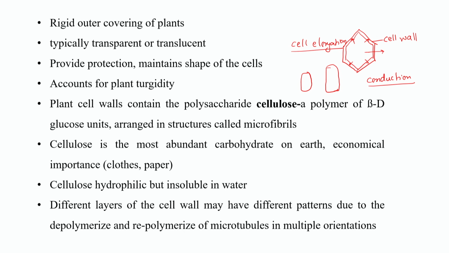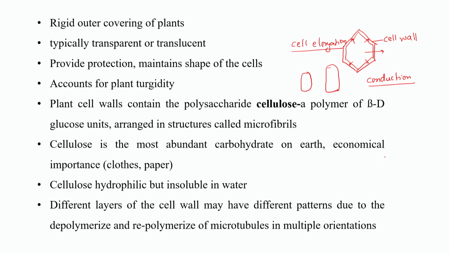So, the absorption of water and this turgidity are important to perform various functions, and the cell wall helps in performing all those functions and maintaining the shape of the cell. It also helps in protection because it prevents entry of any foreign particle into the cell.